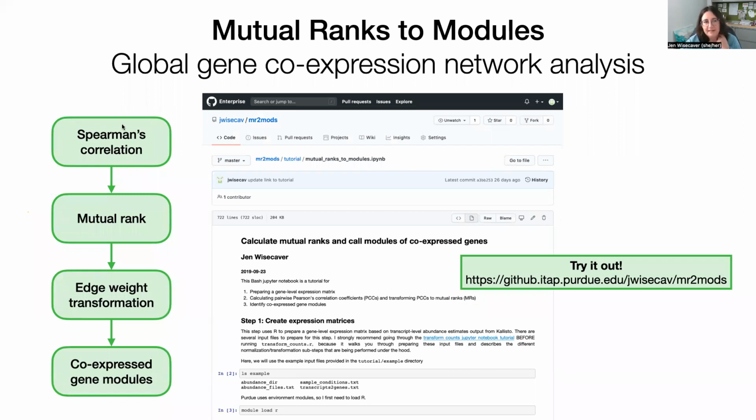But very briefly, we perform a series of transformations. So start with our Spearman's correlation of co-expression, transform those to mutual ranks, and then again to get an edge weight transformation, and use those modified edge weights to call co-expressed gene modules. And we have all of this outlined in a series of tutorials that are available on GitHub if you wanted to check that out.